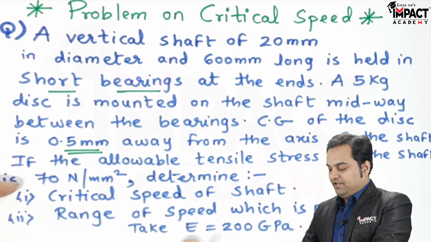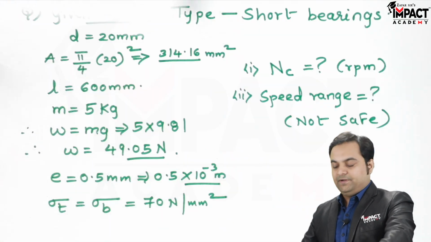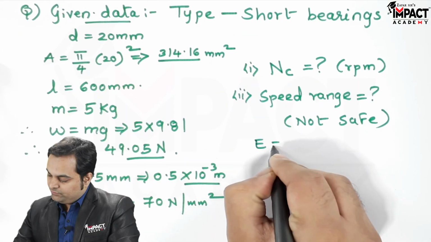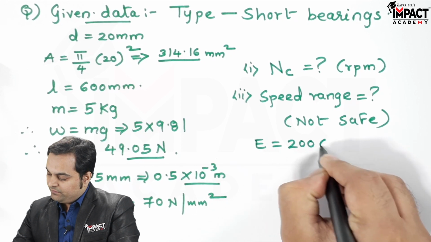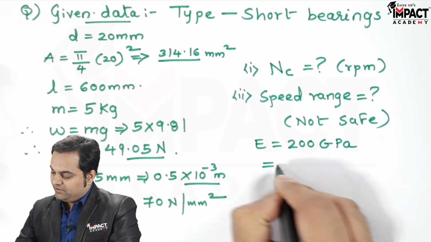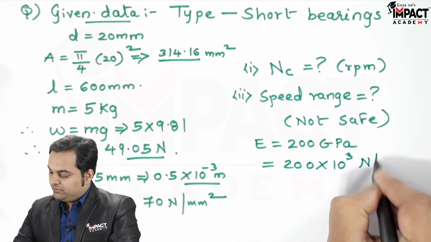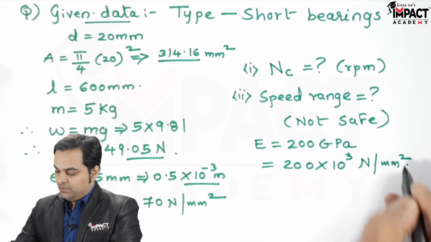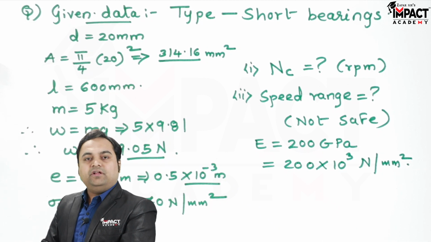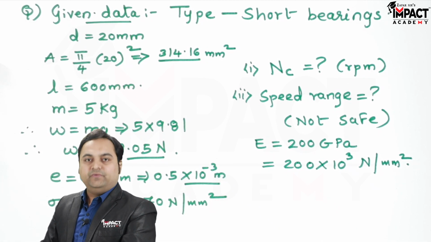And take E, that is the Young's modulus 200 GPa, denoted by capital E. Since it is 200 GPa, that comes out to be 200 into 10 raised to 3 Newton per millimeter square. So this is the question in front of us. Now let us get started with the solution part.